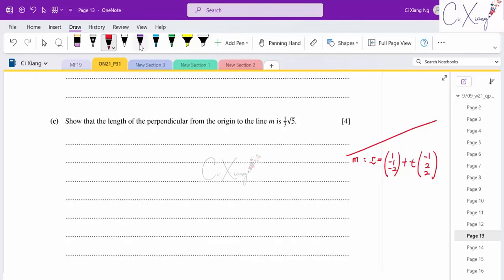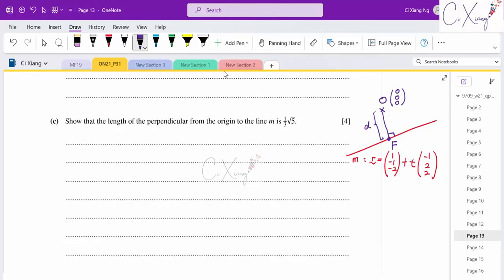For this part C, they are interested to find out the length of the perpendicular from the origin to the line M. So let's say my origin is this one, and the position vector is 0, 0, 0. And then to get the perpendicular distance, I will label this as F, the foot of the perpendicular. So they are interested to calculate the length of the vector OF, in short, where OF and the line M are perpendicular to each other. Our aim is to find D, where D is the length of OF.